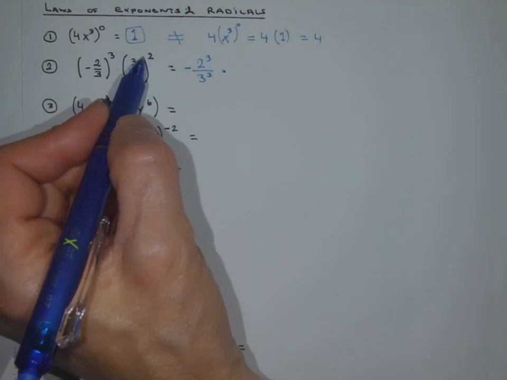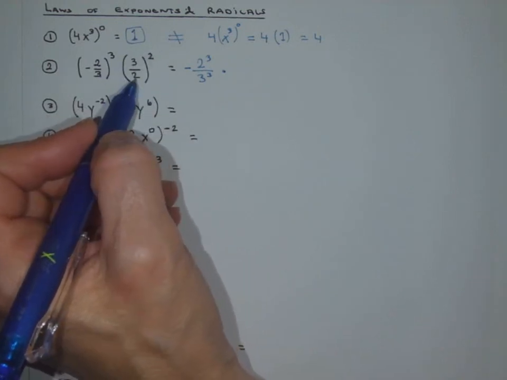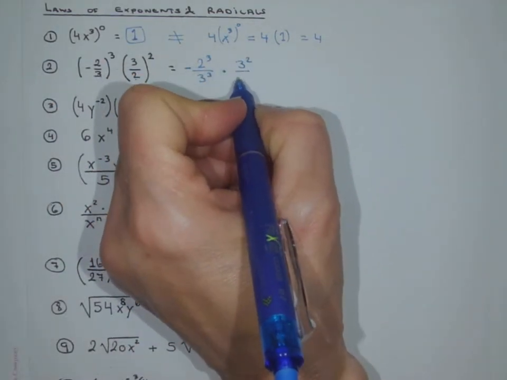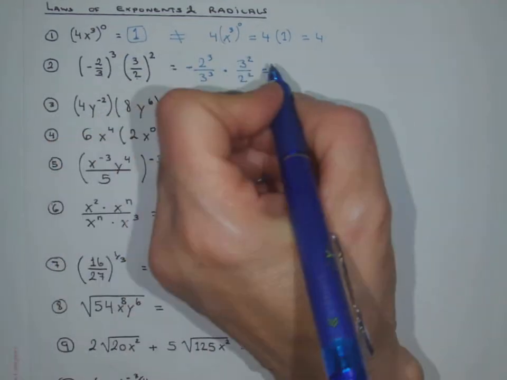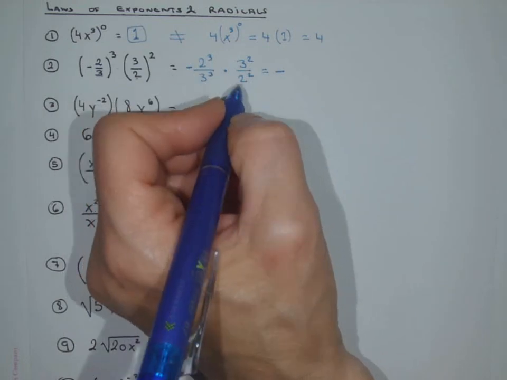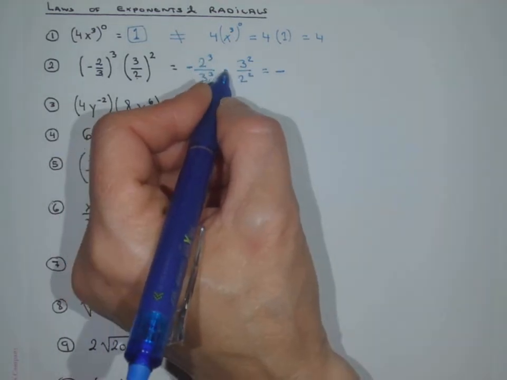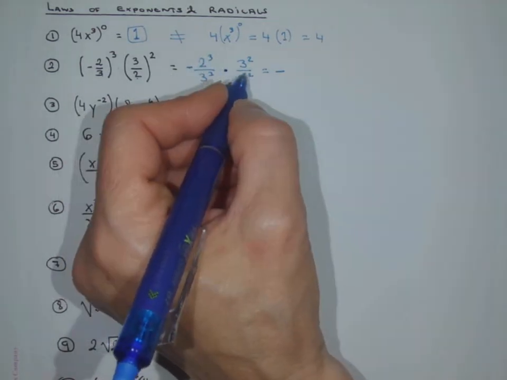Again, this exponent is outside the parentheses, so it's going to be applied to both numerator and denominator of this fraction. So it's 3 squared divided by 2 squared. All right, so let's keep going. We have the negative in the front here, so it stays 2 cubed and 2 squared. Those are the same bases with a multiplication between them. So because we have the same bases, we're going to subtract the exponent.